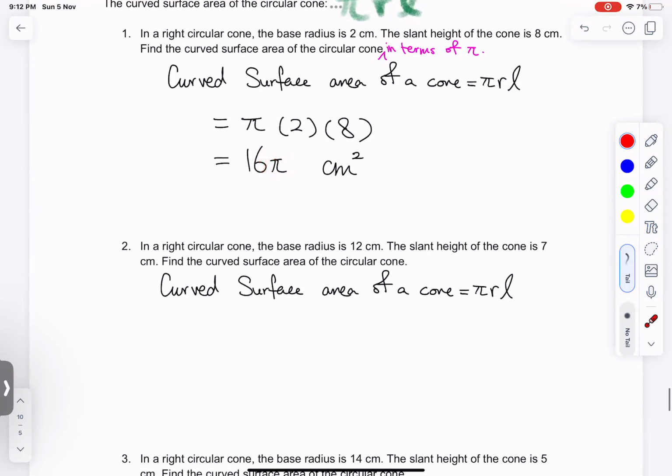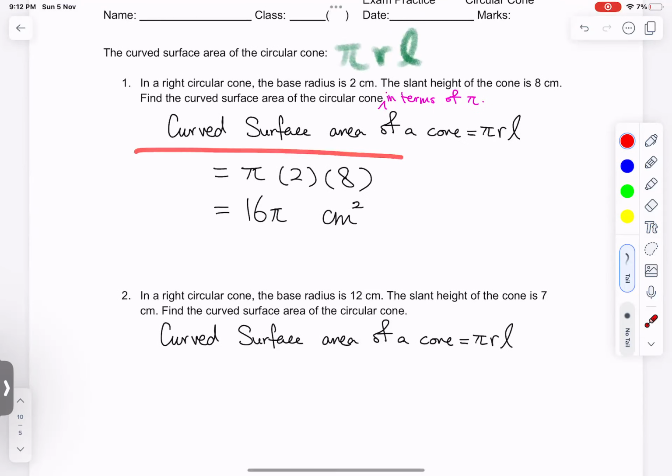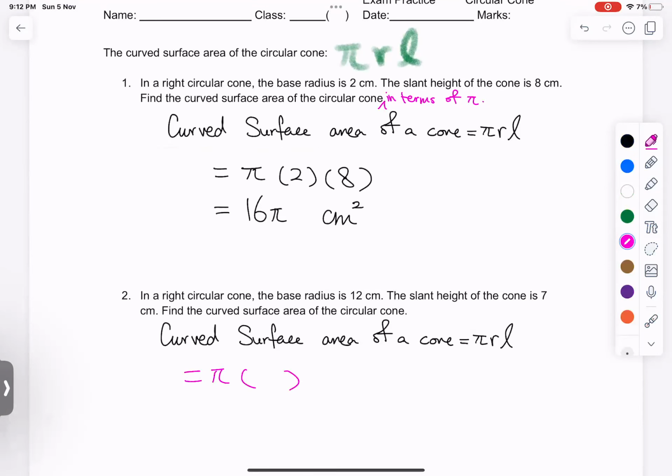So next as well, curved surface area will be pi r L. Pi is pi. Do we know r? Do we know L? R is the radius. Radius is given there, which is 12. L means the slant height. Slant height is given, which is 7. So 12 times 7, 84 pi cm squared.